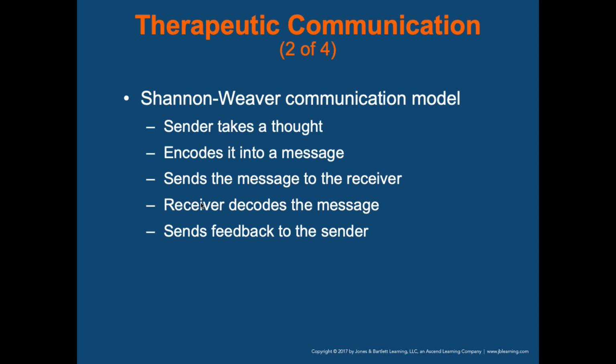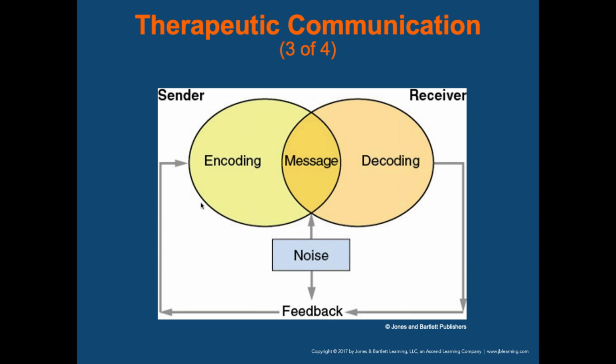The Shannon-Weaver communication model is: the sender takes a thought and codes it into a message. At that point, they then send the message to the receiver. The receiver decodes the message and sends feedback to the sender. So that's how that's working, as you can see here.